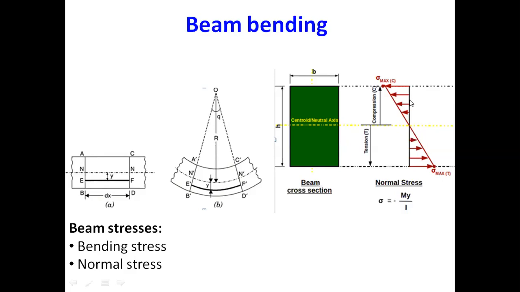So the stress is 0. I have drawn a line here in order to show the stress distribution. At the top of the beam, the compressive stress is maximum. So this is the maximum compressive stress. Here the stress is 0. At the bottom of the beam, at fiber B dash D dash, the tensile stress is maximum. If we take the negative in that direction, I have to take the positive in the opposite direction. So here the tensile stress is maximum, sigma maximum tensile, sigma maximum compression.